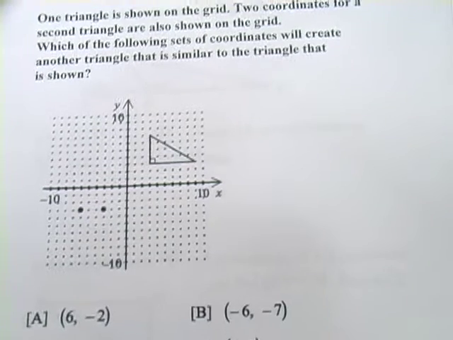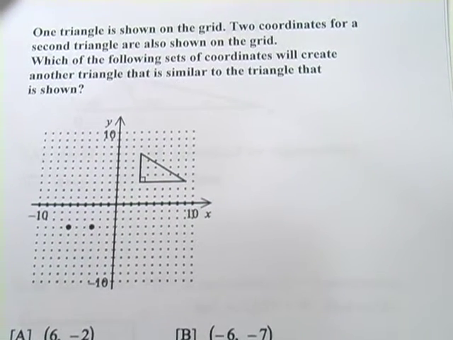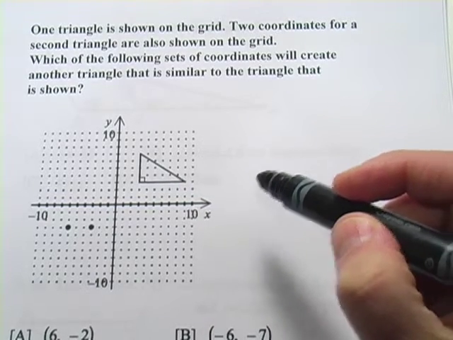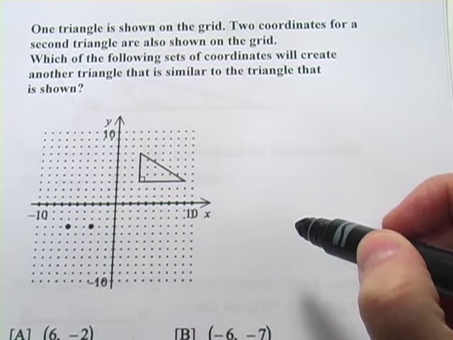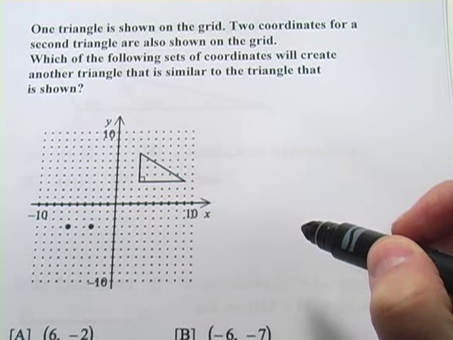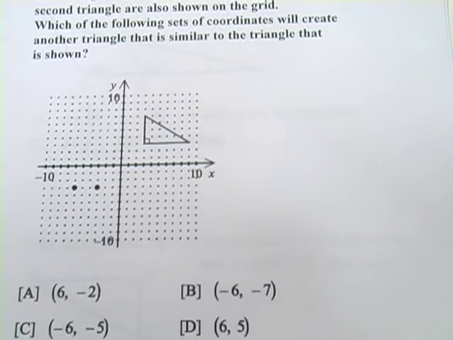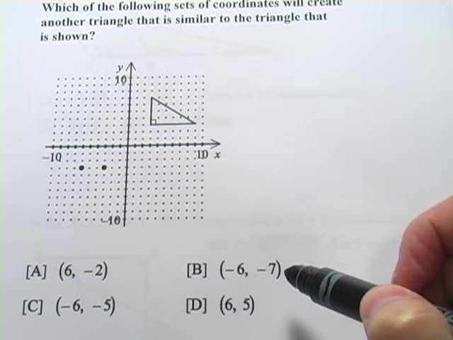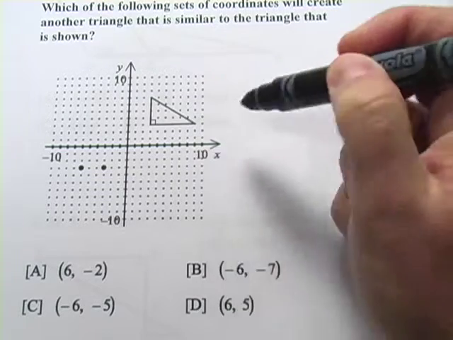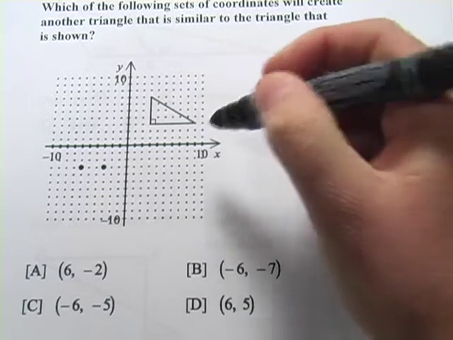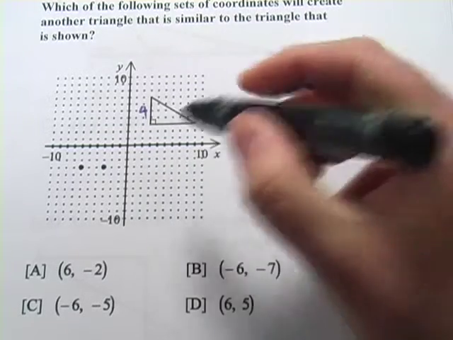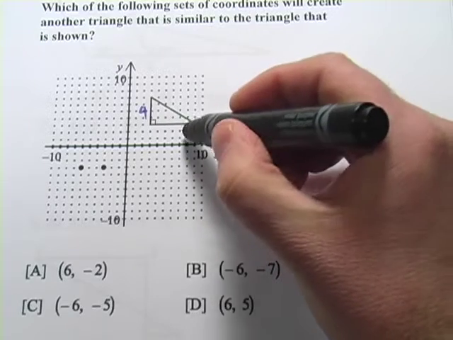All right, we've got one more here. This one says one triangle is shown on the grid, so this guy right here. Two coordinates for a second triangle are also shown on the grid. Which of the following sets of coordinates will create another triangle that is similar to the triangle that is shown? So when triangles are similar, they have sides that are proportional. So probably what I'd want to do is count the lengths, figure out the lengths of these sides, although I'll ignore the hypotenuse because that's a little harder to figure out. With these other two sides, I can just count. We've got 1, 2, 3, 4 units here, and we've got 1, 2, 3, 4, 5, 6 units here.